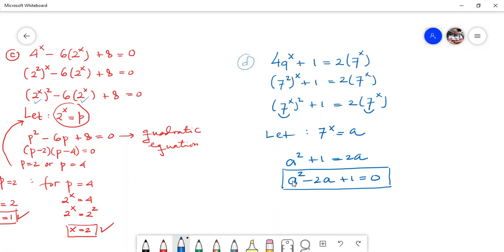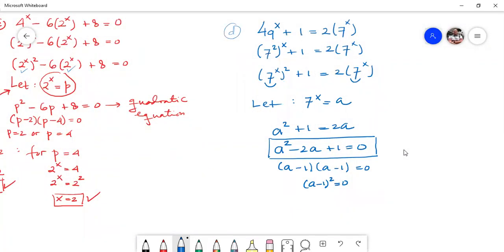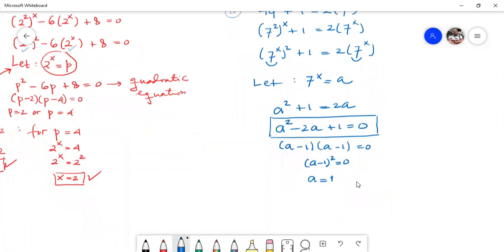So what do you think? What is the answer? This is actually (a minus 1)(a minus 1) equals 0, or (a minus 1) squared equals 0. That's the same thing. Then what is a? a is 1, since you have the same thing here. Then we go back here.